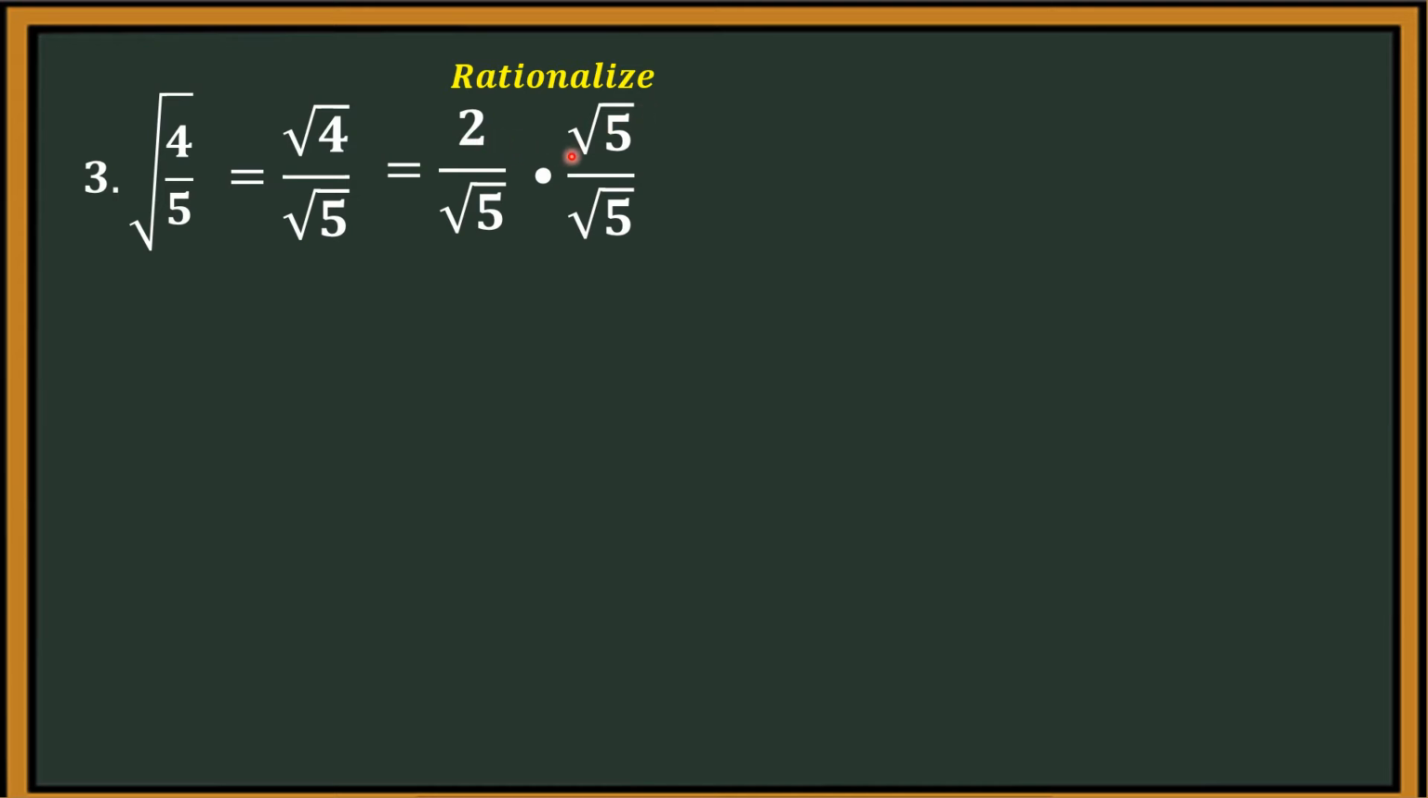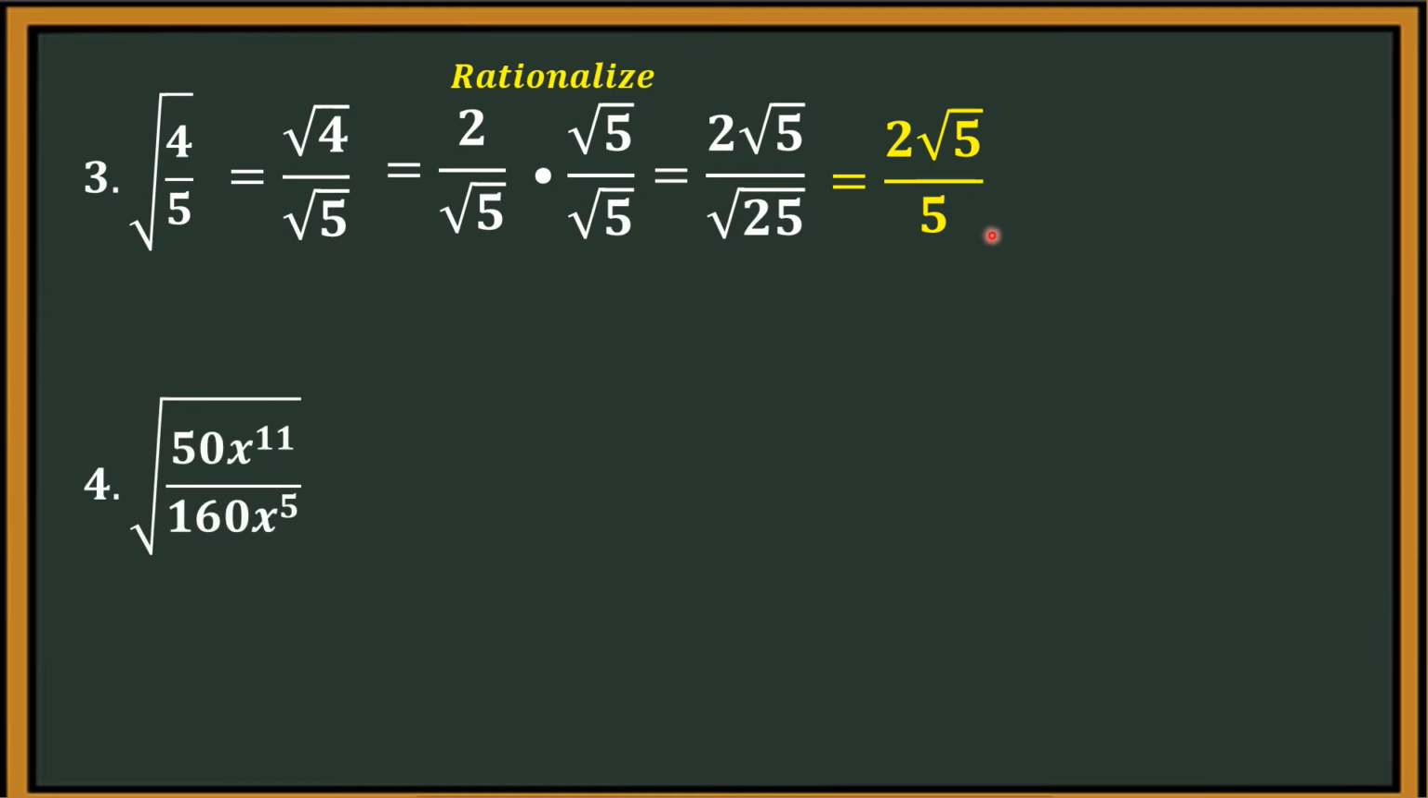2 times square root of 5, that is equal to 2 square root of 5. Then, square root of 5 times square root of 5, that is square root of 25. Ang 25 is perfect square. So, we can simplify it now. That is 2 square root of 5 over 5. Number 4, square root of 50 x raised to 11th power over 160 x raised to the 5th power.